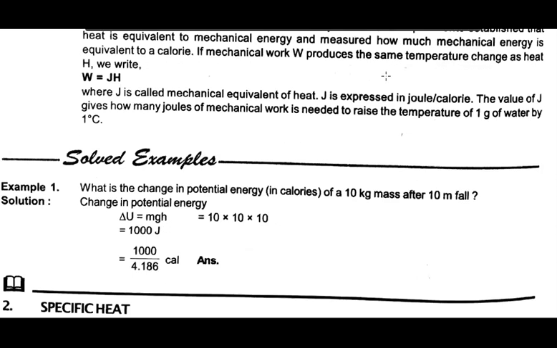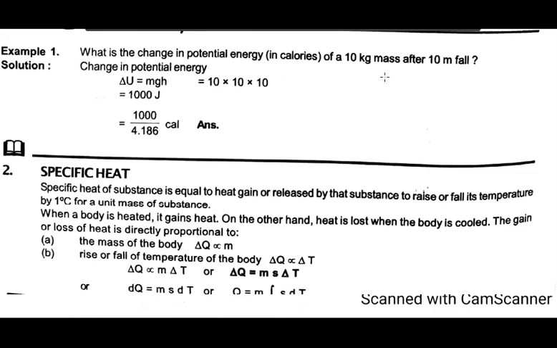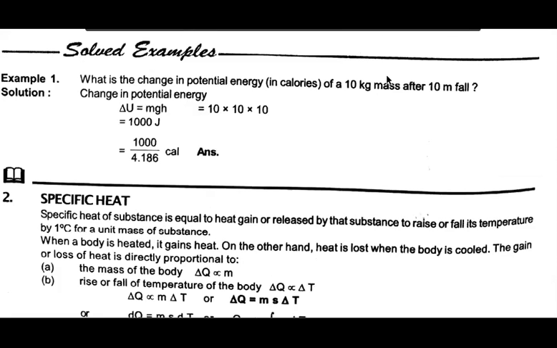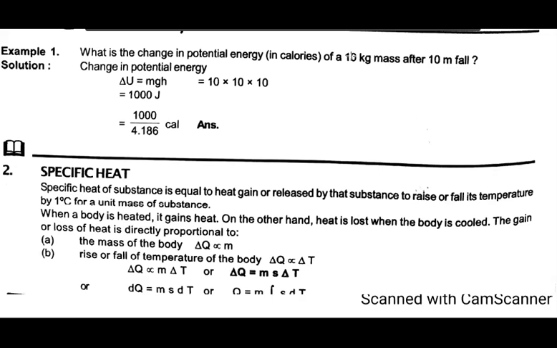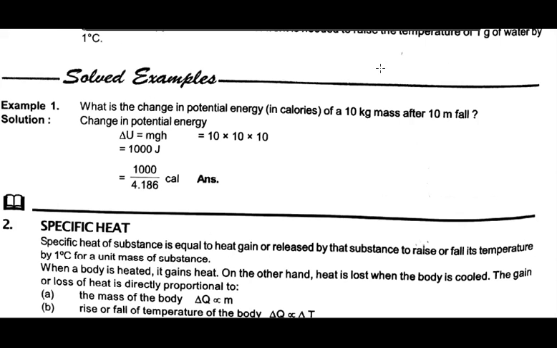So the next term that we will be studying is specific heat. Now, when you talk about specific heat, it is basically the amount of heat required or released when 1 gram of any substance is raised by 1 degree centigrade. Got it? So I can say that. Now think about it.